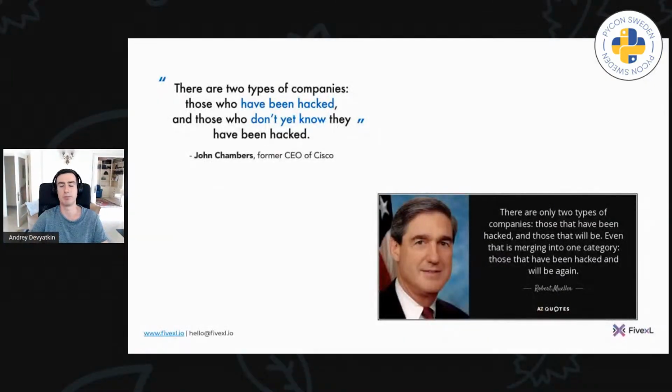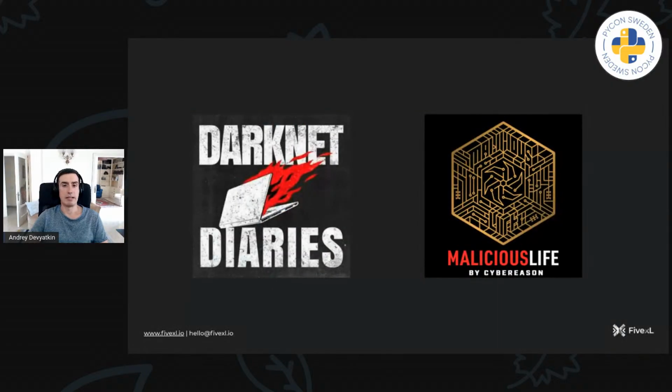Again, about security, I like to use this saying that there are two types of companies: the ones who have been hacked and the ones who don't yet know that they have been hacked. And as another guy said, it's even emerging into another category, where there are companies that have been hacked and are going to be hacked again. And we don't really want to be there. So using tools like Vault helps to figure out what's going on in the system and keep your organization secure.